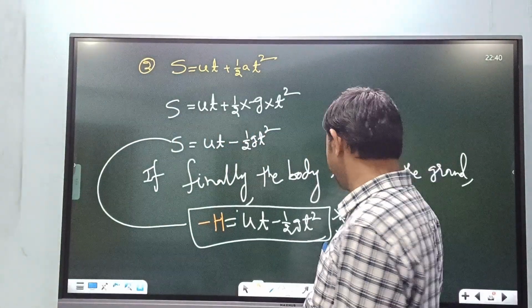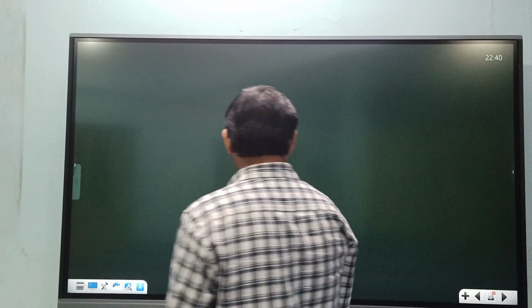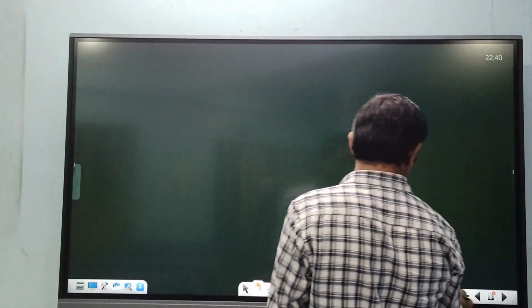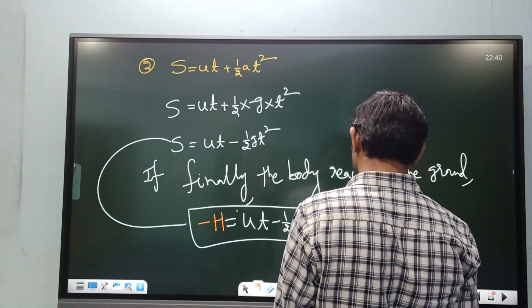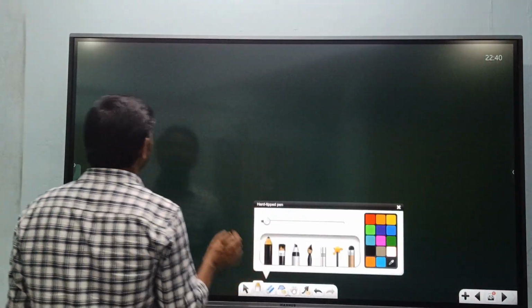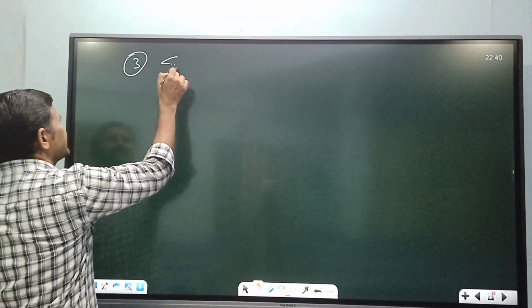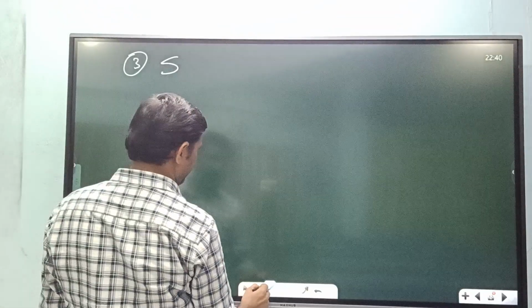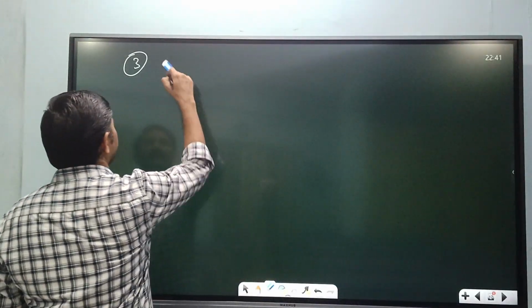Next, what is our fourth equation? Not fourth, this is the third equation. Third equation: V square minus U square is equal to 2AS.